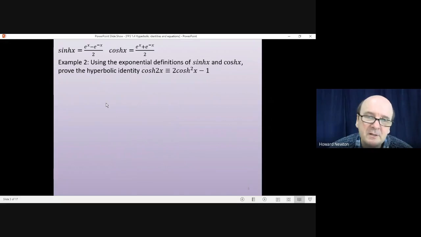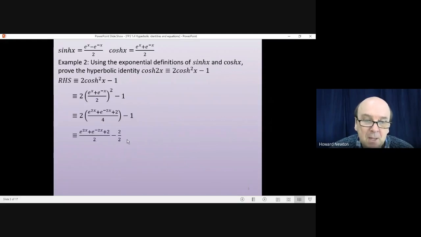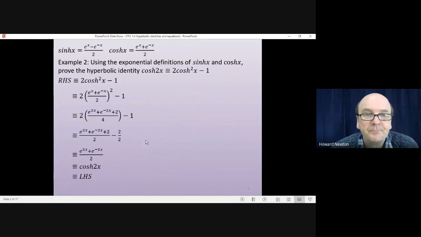Okay, let's have a look. So starting with the right-hand side, 2 cosh squared x minus 1, substituting in cosh x will give us that, squaring the bracket gives us that, cancelling the 2 and the 4 gives us that, and changing the minus 1 into 2 over 2 allows us to add the fractions together. On the numerator, we'll have a plus 2 and a minus 2 that cancel with each other, so we'll be left with e to the 2x plus e to the minus 2x divided by 2, which is the definition of cosh 2x. So that is the identity proved.